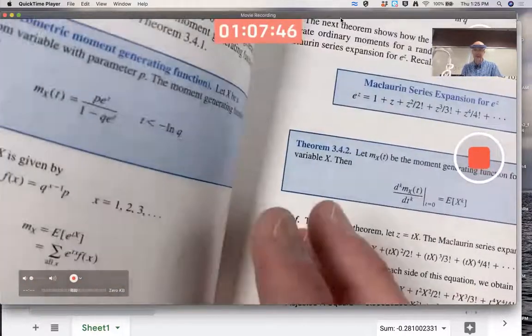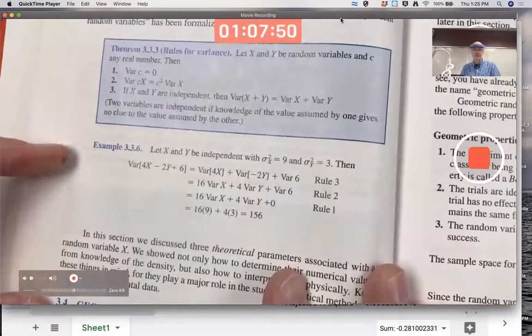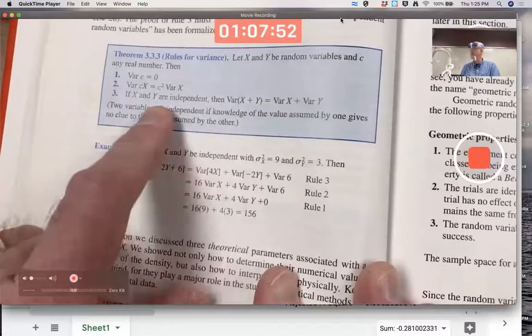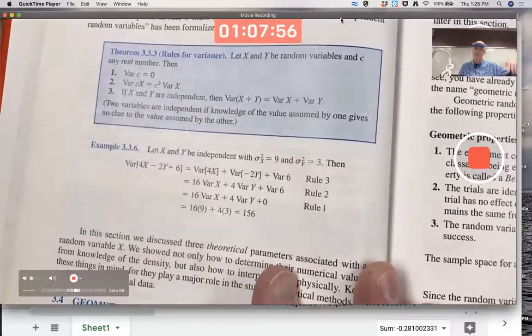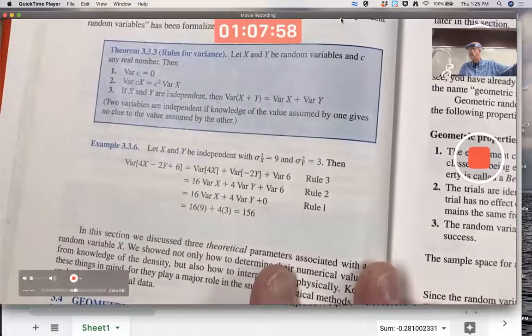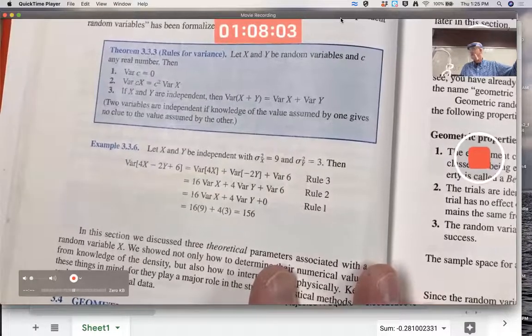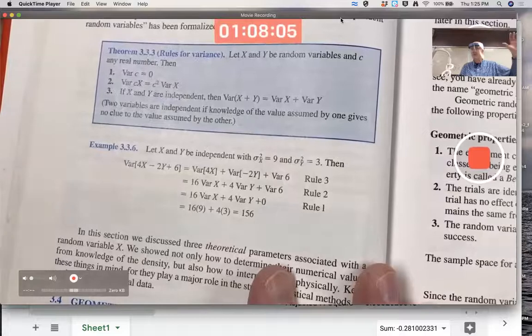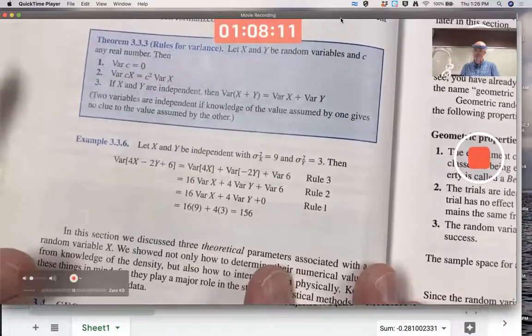That's a key place where independence is important. This is only true when X and Y are independent. And that was important for later derivations in statistics. For example, the distribution of X1 bar minus X2 bar, assuming X1 bar and X2 bar are independent when we're doing random samples from two populations independently.